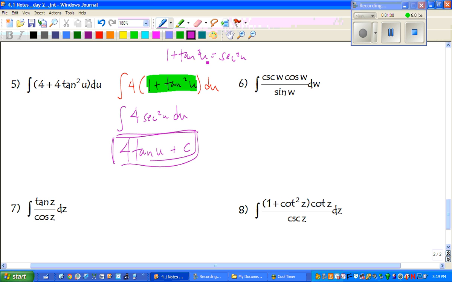So those old Pythagorean identities might pop up from time to time. Most of you should probably remember sine squared plus cosine squared equals 1, but there are a couple of other ones. These are on the website. I do have a link to a document on the home page that has all the Pythagorean identities.